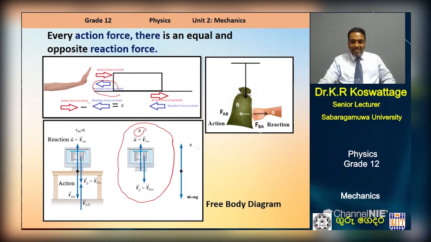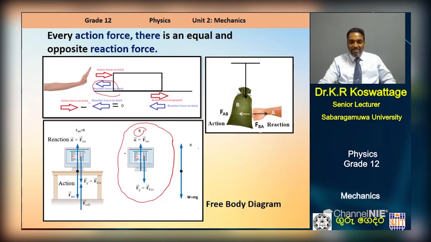So you can isolate this body and then draw a special diagram, the so-called free body diagram. The free body diagram is basically a sketch of the object of interest. Here we consider the computer, so the object of interest is the computer in this situation. So it is a sketch of the object of interest, the computer.